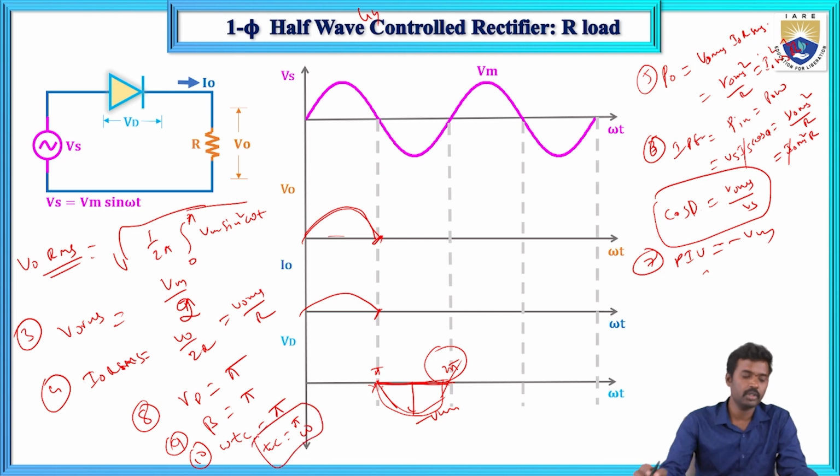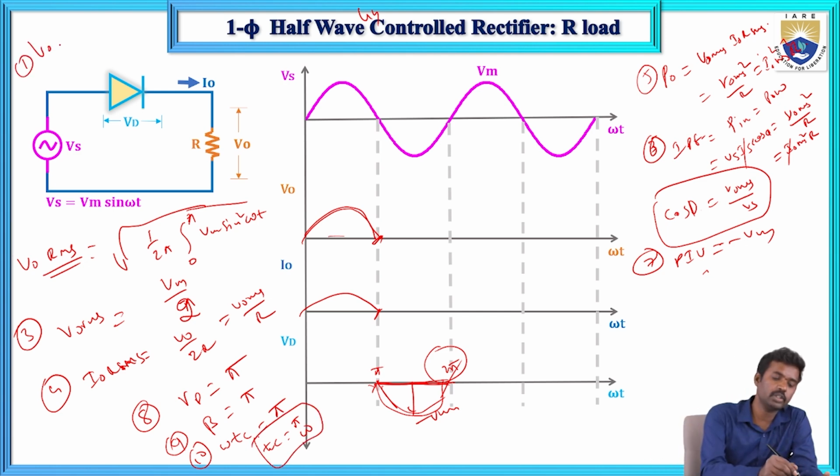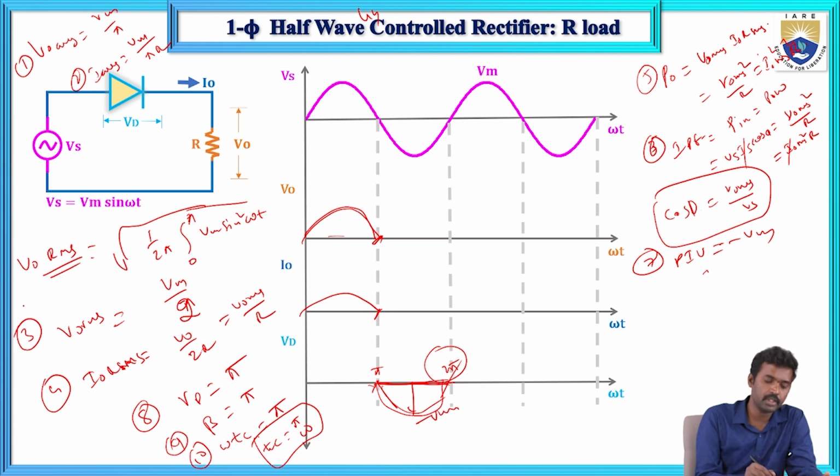So now we have discussed V0. First question: V0 average value equals Vm by pi. Second question: I0 average value equals Vm by pi R. And next, third question: V0 RMS equals Vm by 2, and I0 RMS equals V0 by 2, or Vm by 2R.